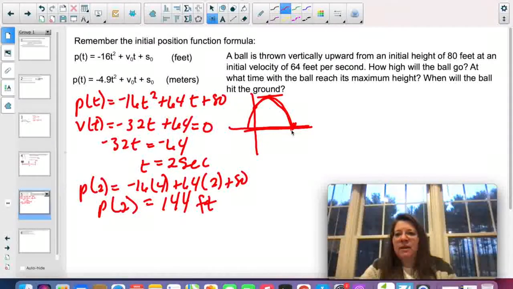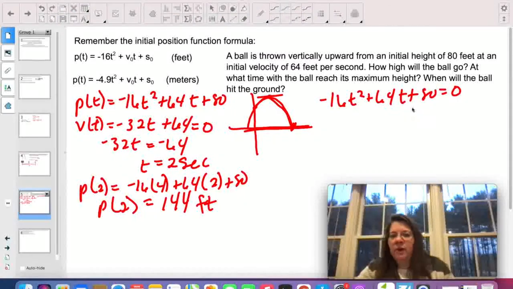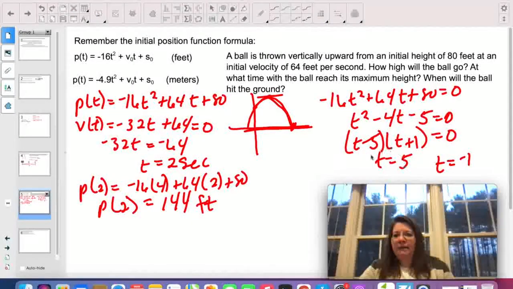So if they're asking us when will the ball hit the ground, if we set the position function equal to 0, we will be able to figure out what time that happens. So that's what I'm going to do next. If I set the position function equal to 0, I'm going to divide everything by -16. That leaves me with a really simple function that's easy to factor. So if I factor that, at t equals 5, that's when the ball will hit the ground. T equals -1 is when it was on the ground before.